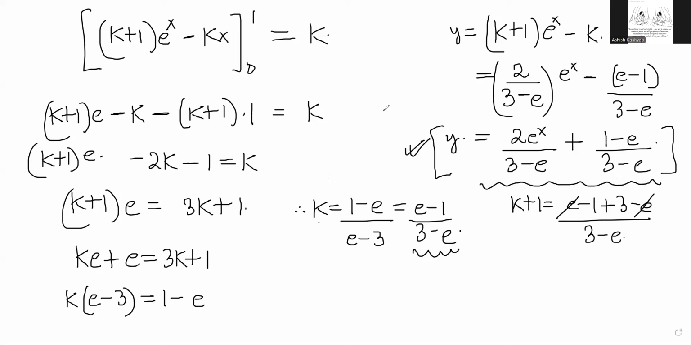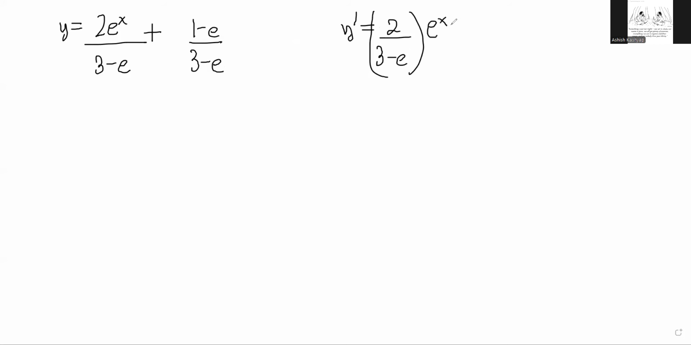And after that, you have to verify the derivatives. So let's check all the options. You have y is equal to 2 e power x by 3 minus e plus (1 minus e) by 3 minus e. So y dash is going to be 2 by 3 minus e, e power x, and y double dash is also going to be 2 by 3 minus e, e power x, because the derivative of this is going to be the same, right?